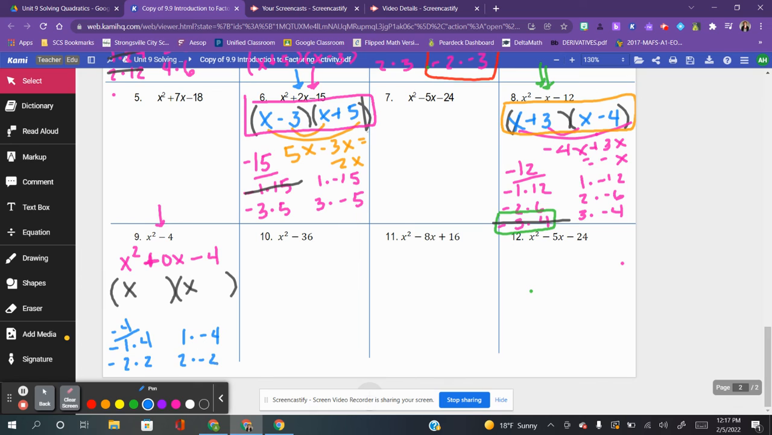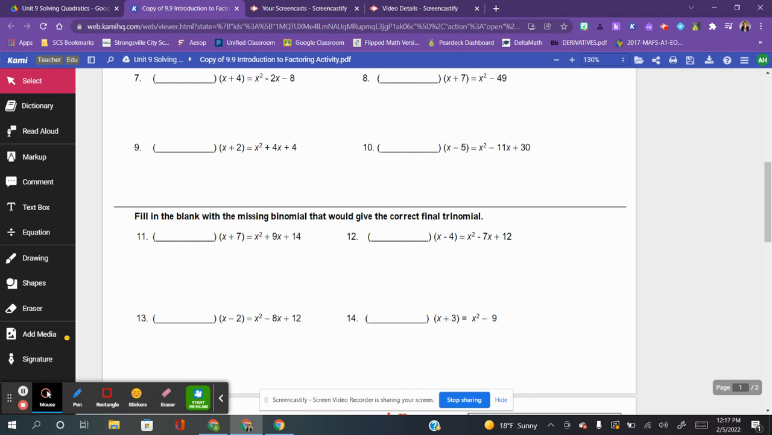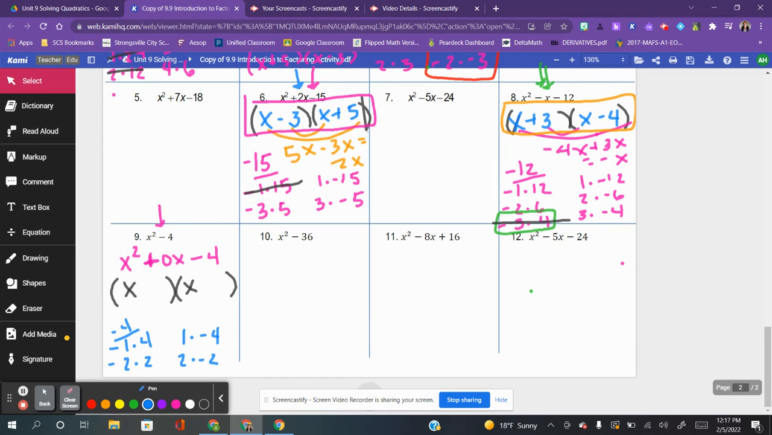What do you recall from the front page? Well, let's go back to this front side. On the front page, we noticed that, like in this last problem, problem 14 here, I had to have x minus 3 because the outer product 3x and the inner product negative 3x is what gave me that 0. And so I'm kind of having that in mind to get that 0 there. I really want to use factors that have the same number but opposite signs. That way the outer and inner product cancel.